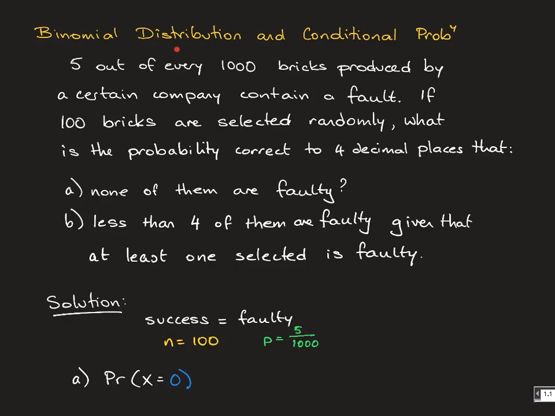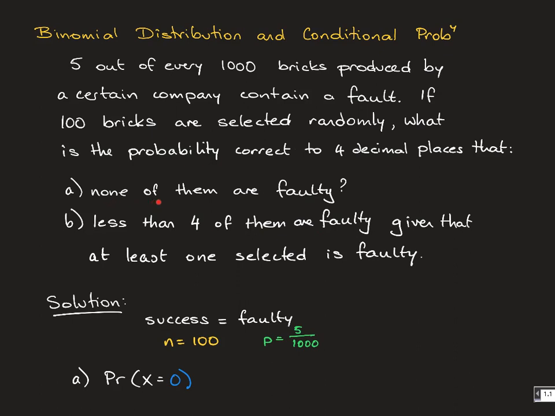And finally, I want to show you an example of binomial distribution, binomial probability, and conditional probability situations. So here's an example. 5 out of every 1,000 bricks produced by a certain company contains a fault. If 100 bricks are selected randomly, what is the probability, correct to 4 decimal places, that A, none of them are faulty, and B, less than 4 of them are faulty, given that at least one selected is faulty?